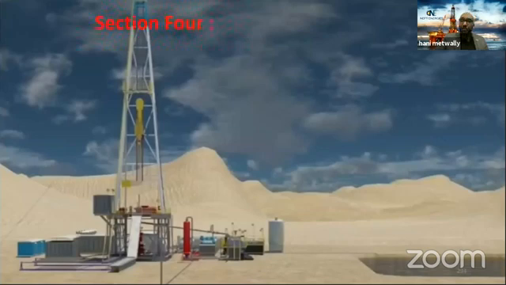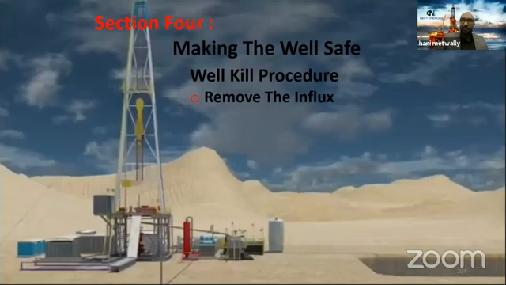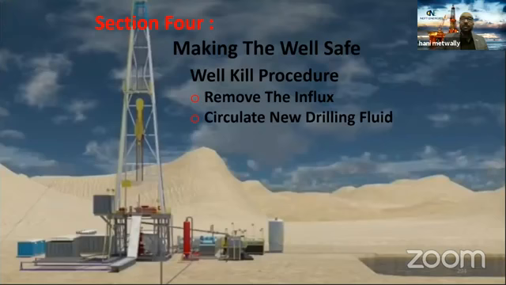Okay, now we control the well. We close the well, we shut in the well. What is next? We need to make the well safe. How can we make our well safe? We need to kill the well. Killing will be in 2 steps. We need to remove the influx out, the kick, and we need to circulate the new drilling fluid.